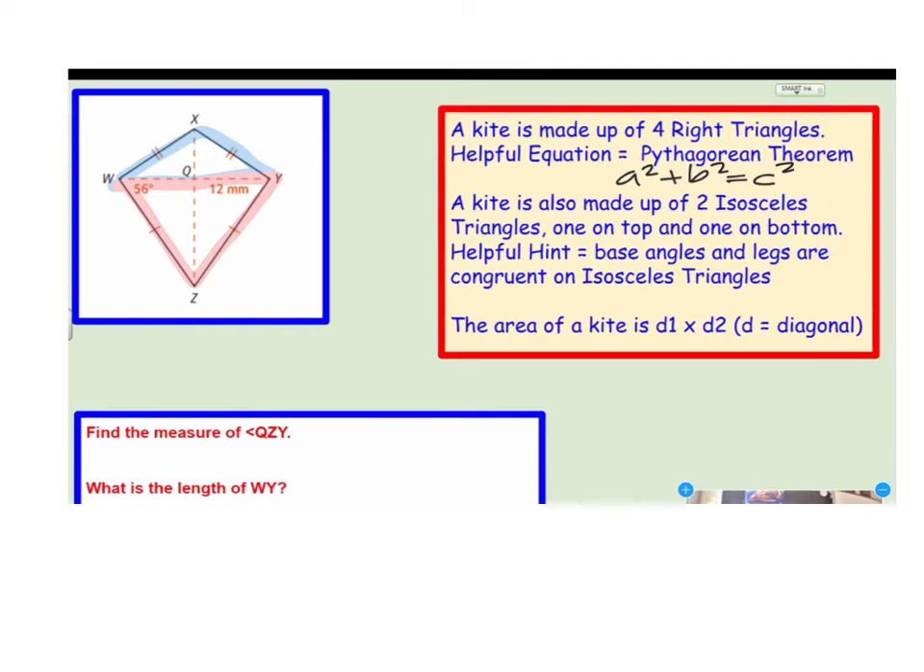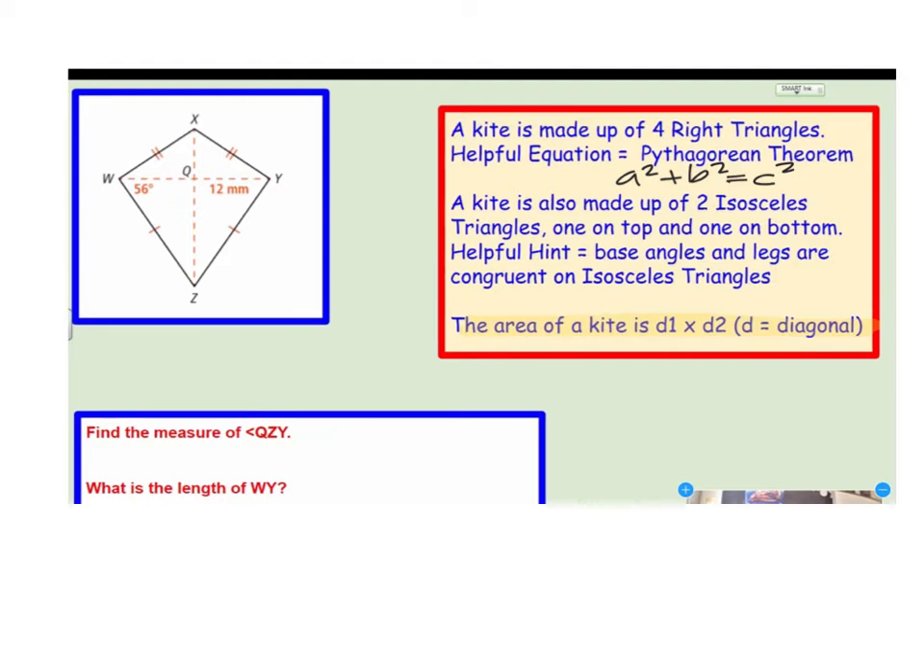And the area of a kite is given by the formula diagonal 1 times diagonal 2. So diagonals here are, there we go. Our diagonals here are the dotted lines that you see in the middle. So the dotted lines there are our diagonals, okay?